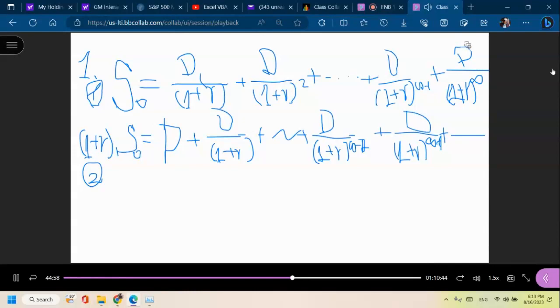So we'll have something here, right? D over, still infinity, right? Because that's the definition of infinity. It keeps going. So let's think about it. What should I do? If I subtract equation 1 from equation 2, what's it going to become?